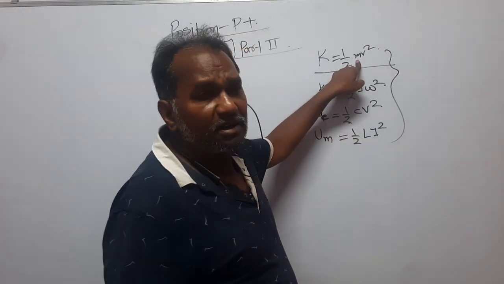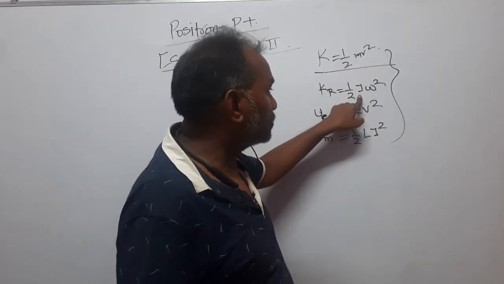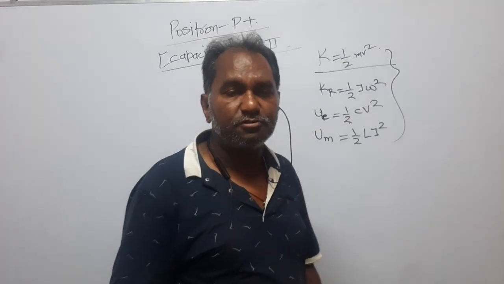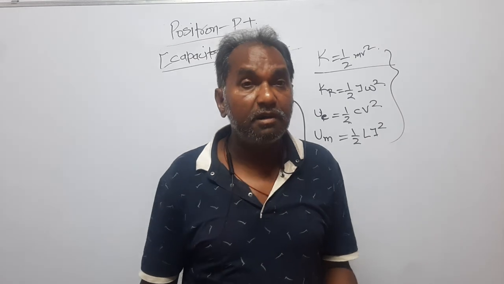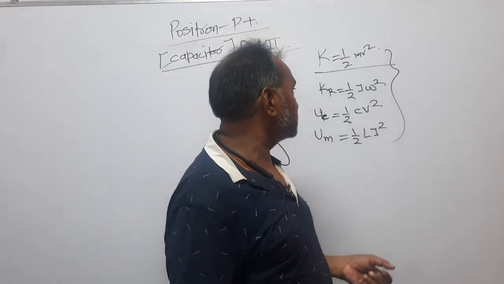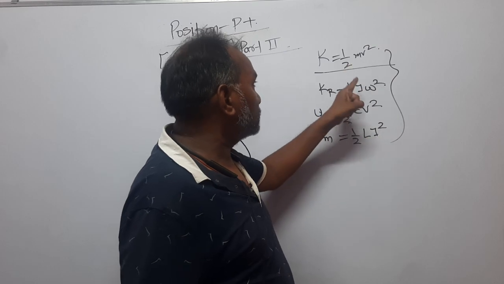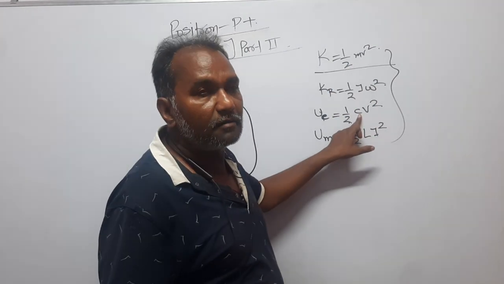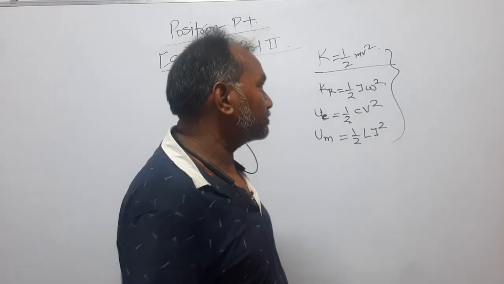Whatever role is played by the mass in linear motion, the same role is played by the moment of inertia in rotational motion. And you can say the capacitor is actually the electrical mass and the inductor is a magnetic mass. If you compare all these formulas with half mv square, then this is behaving like an electrical mass, and this is behaving like the magnetic mass.